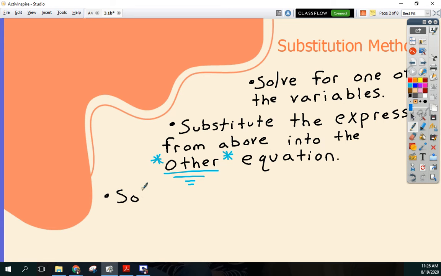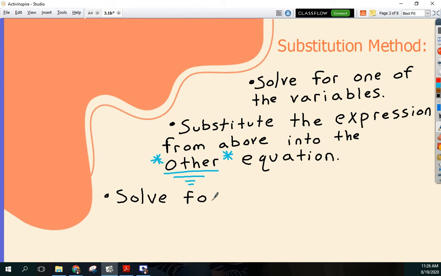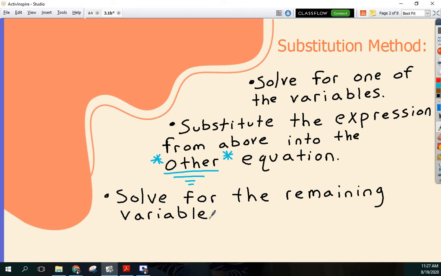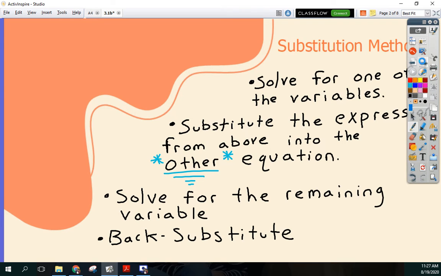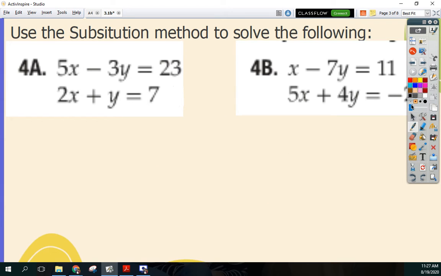Then we solve for the remaining variable. And then we're going to back substitute. So we're going to take whatever we get as our solution for our first variable and plug that back into one of our equations to be able to solve for the other. So let's look at an example of using this.